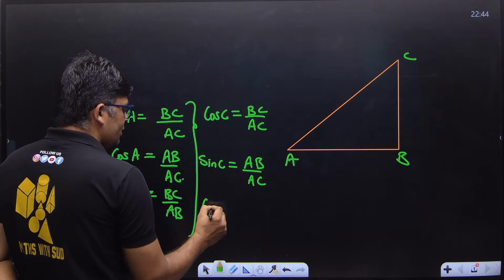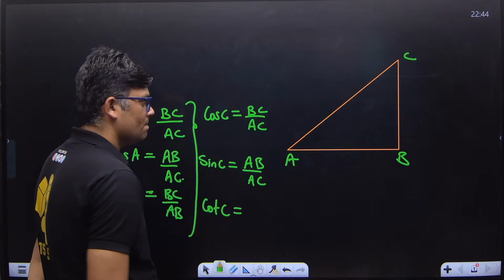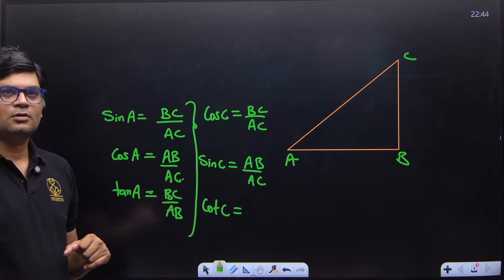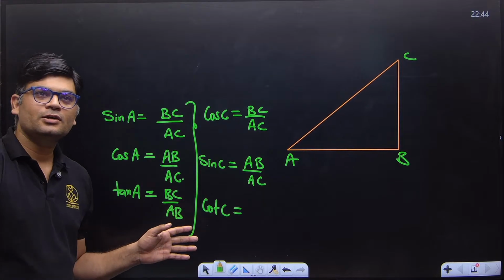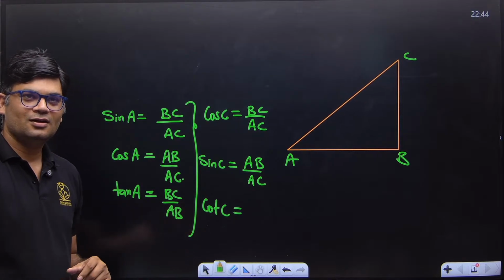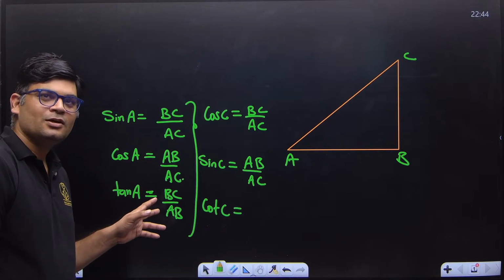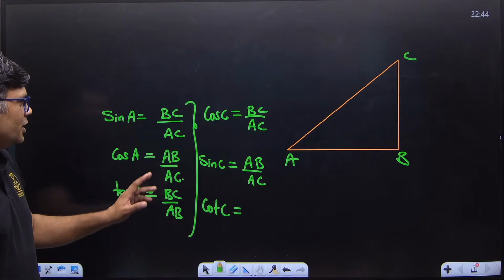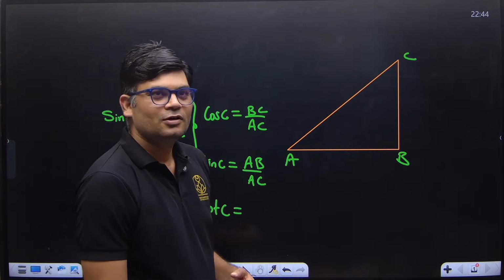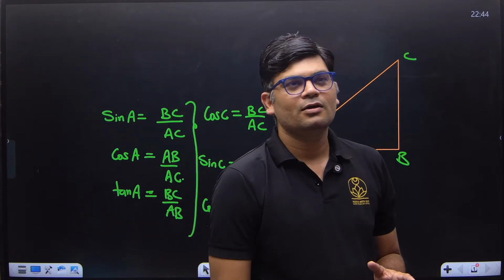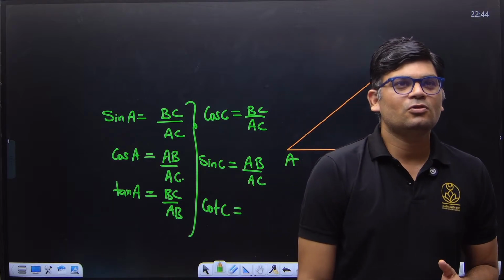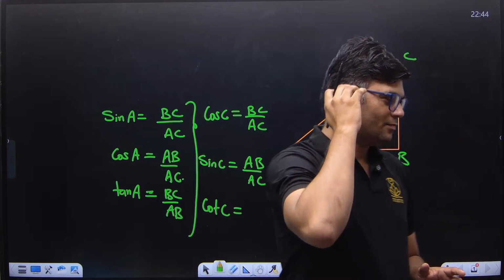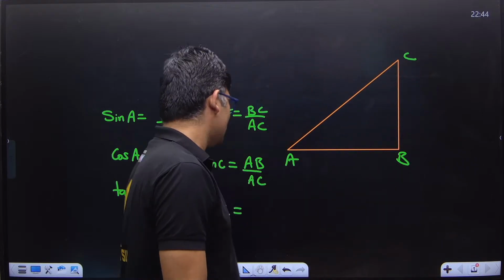What will be cot C? You don't know what is cot? No. Cotangent. You have learned only 3, sine, cos and tan. Okay. So they are reciprocals. Have you learned what is 1 upon tan A? That is known as cot, cotangent. No? I haven't learned that. Okay. So that means it needs to be learned.